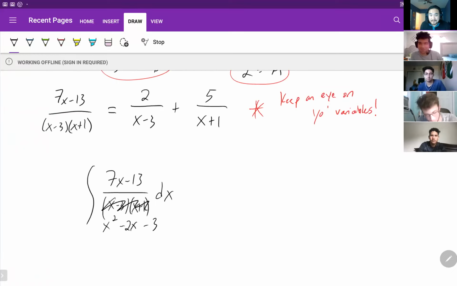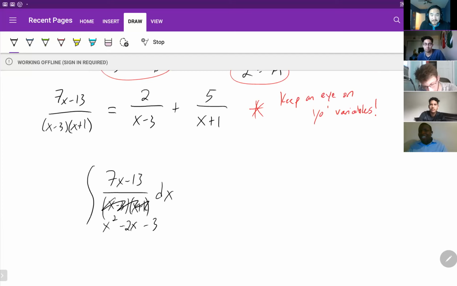No. Why not? Why is the answer no? The answer is no, but like why? Yeah. Because you can't completely take it out from the 7x minus 13.